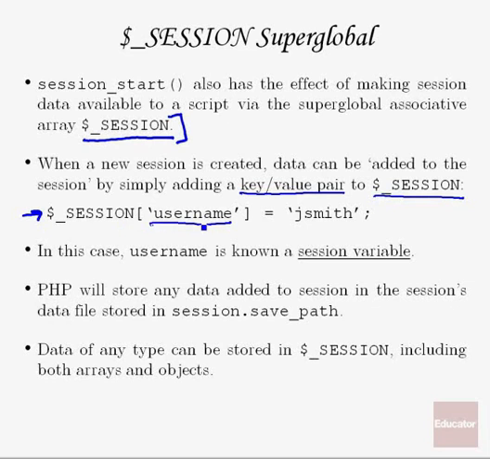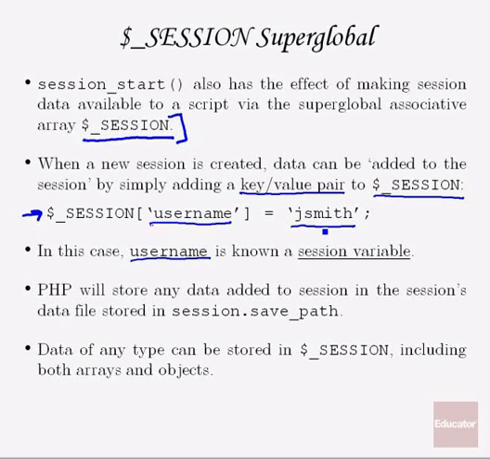We can set a key called username in the session superglobal and then set it to a string, in this case jsmith, which maybe is a username for a particular user. In this case, username is what's known as a session variable. When you add session data to this session superglobal, the key that you use is called the name of the session variable. So we're creating a session variable called username, and we're setting it equal to the value jsmith.